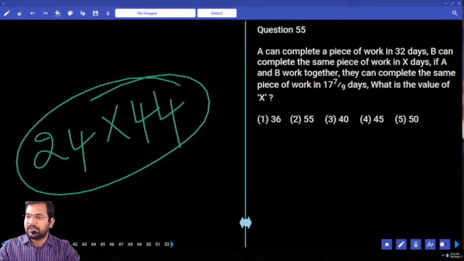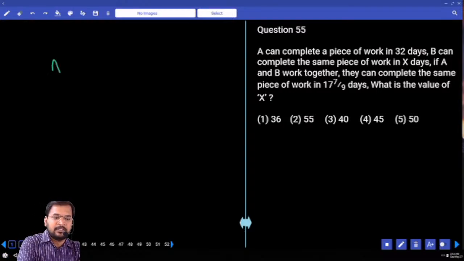A can complete a piece of work in 32 days. B can complete the same piece of work in X days. If A and B together, they can complete the same work in 17 7 by 9 days. What is the value of X? A alone takes 32 days, B alone X days.